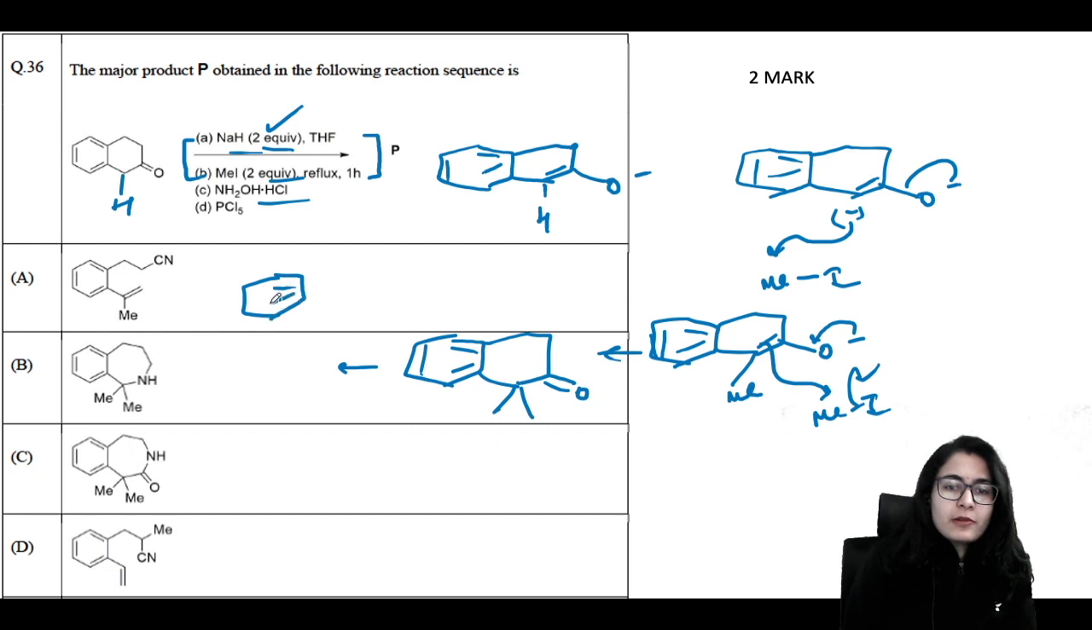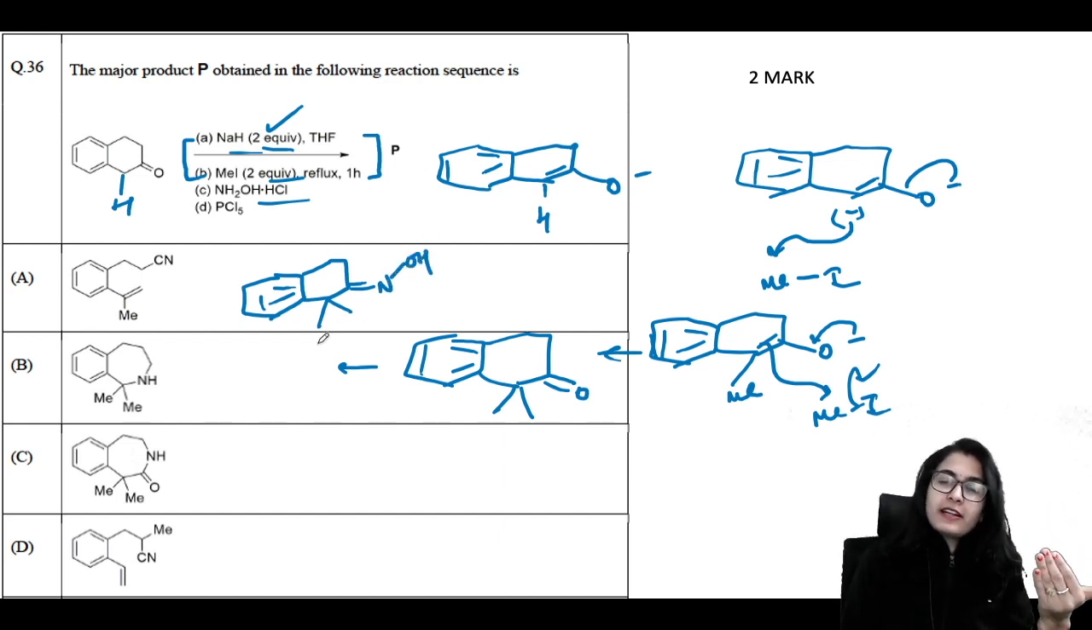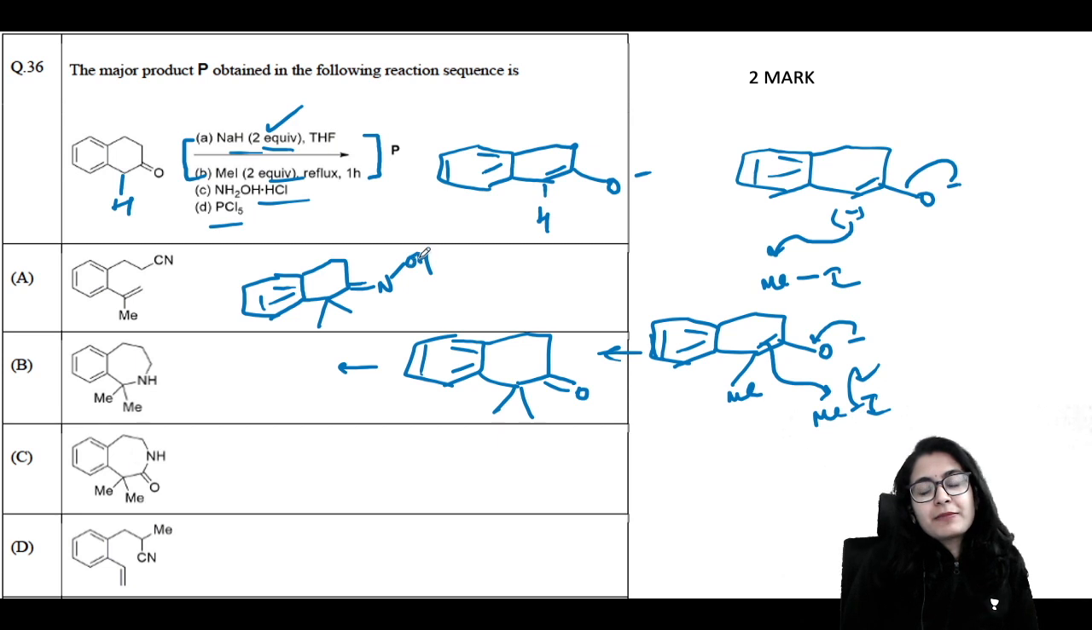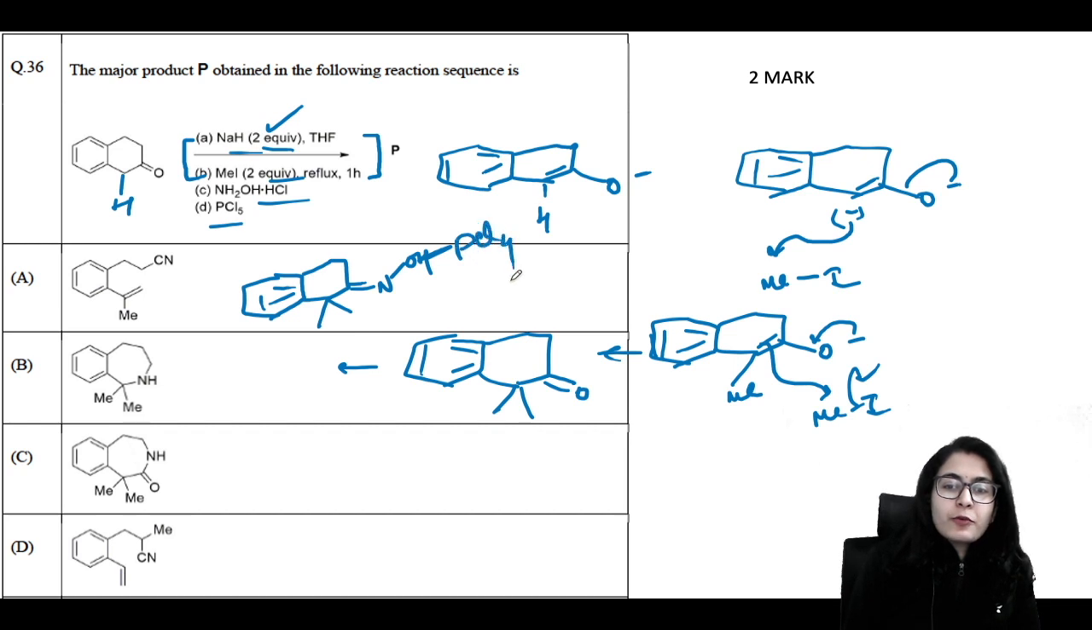So the oxime looks like this, double bond N, and the OH is going to lie on the opposite side because on this side there are two bulky methyl groups, right? Next is PCl5. So now you know what you have to do. This is some Beckmann rearrangement going on. So this OH, I'm just removing the H and writing PCl4 over here.